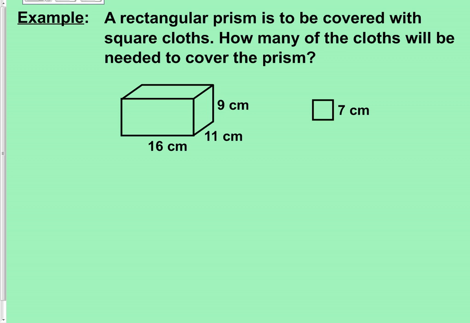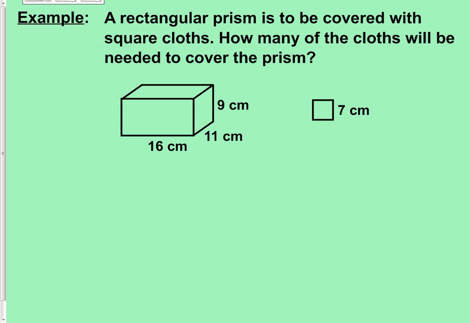Okay, let's look at another one together. A rectangular prism is to be covered with square cloths. How many of the cloths will be needed to cover the prism? Well, this is a surface area question, obviously. The problem is talking about covering. That is area. That's a surface area question.